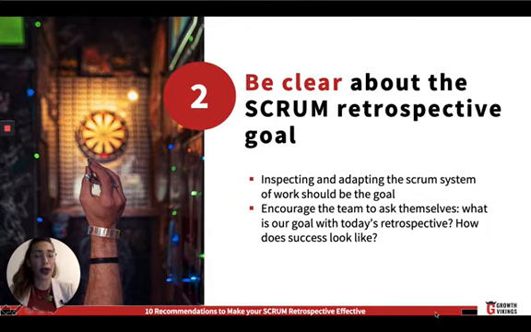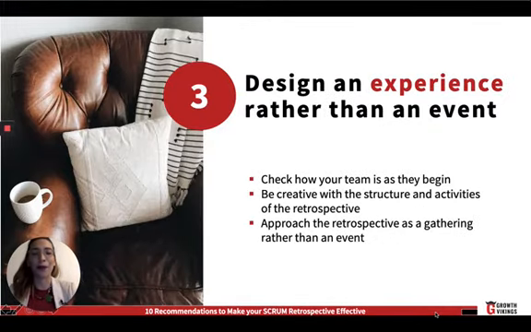Are we going to analyze the processes? Are we going to analyze the tools? Are we going to overview everything? What is it? What is the goal of today's retrospective? Also, don't be afraid to ask them, what does success look like after we finish the retrospective? What is that key output that we want to achieve? So, be clear about the retrospective goal.